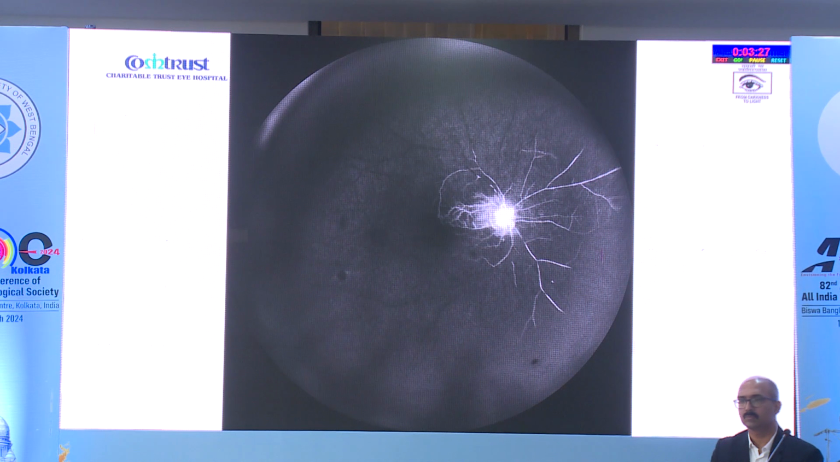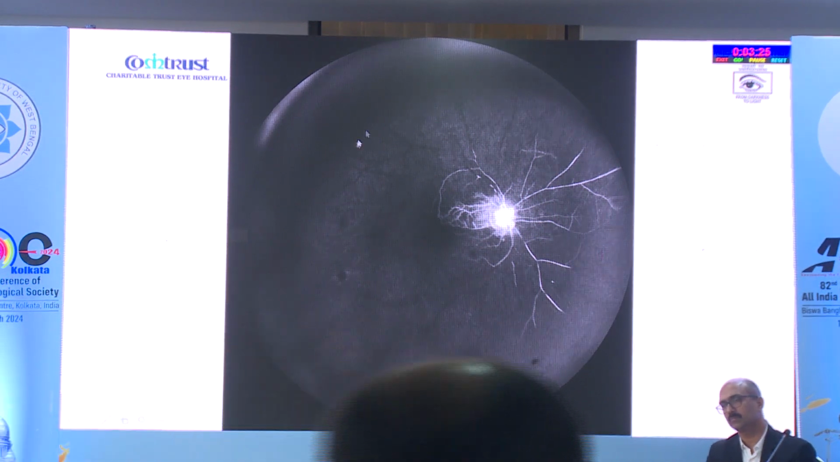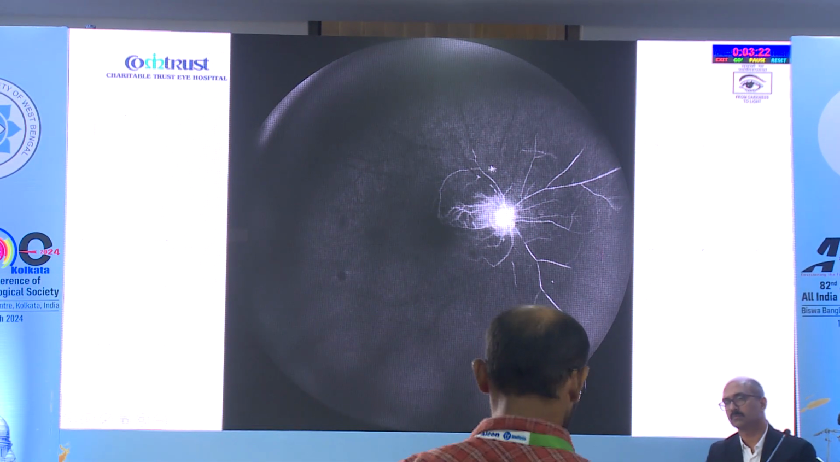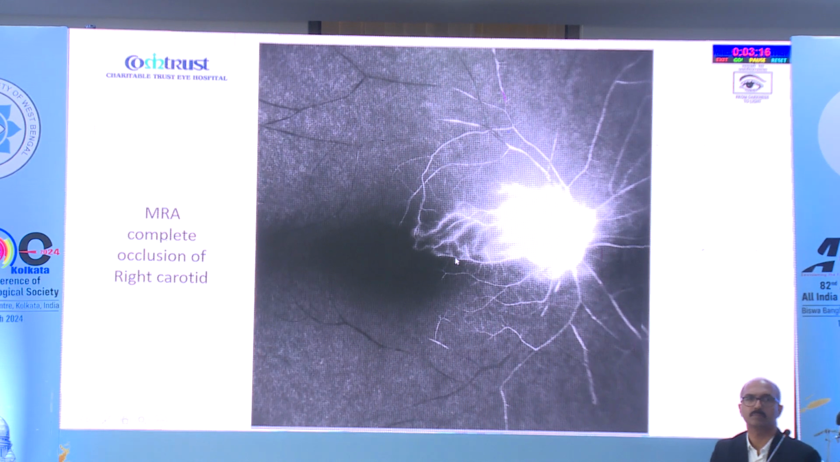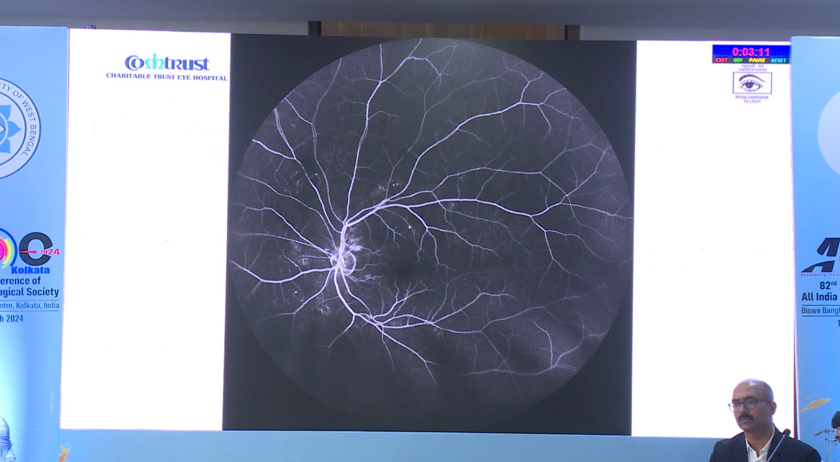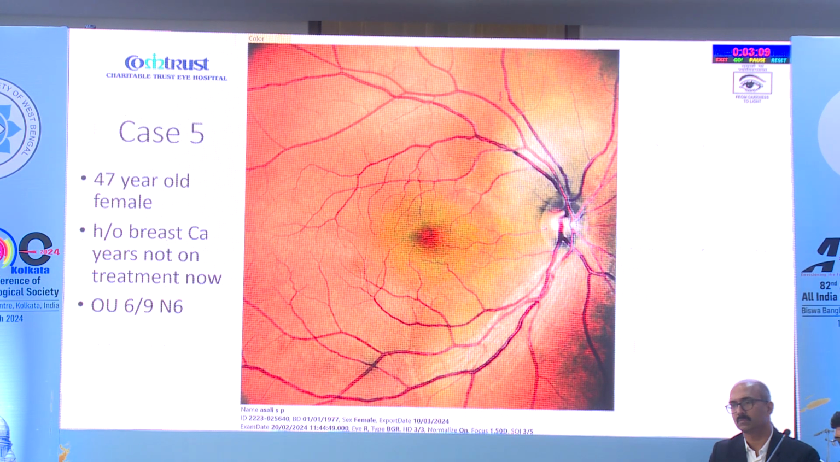When we did an angiography, you can see that there is extensive, even in the late phases, no filling of vessels, only some vessels around the disc, but the rest completely occluded. There is a total non-perfusion of the retina, and this patient on MR angiography showed a complete occlusion of the carotid system. The other eye shows mild NPDR only.